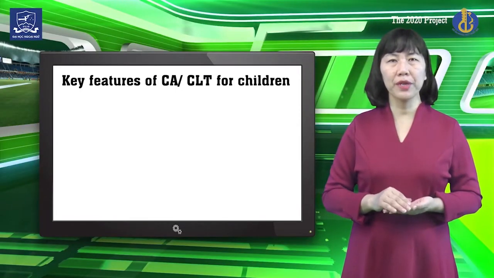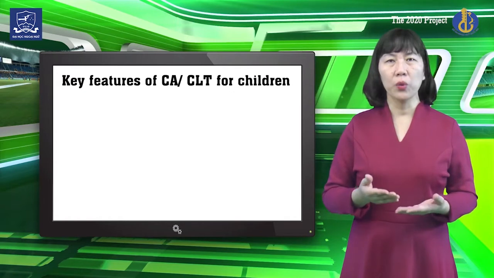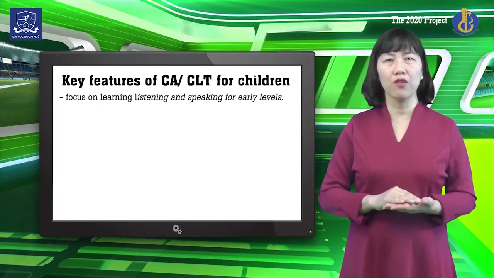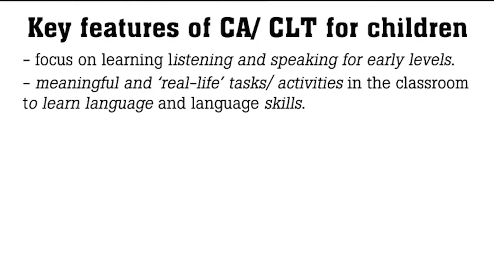In her book, The Primary English Teacher's Guide, Brewster mentions some features of communicative language teaching method, which are suitable for children. Pupils learn basic English language skills with emphasis on listening and speaking for early levels. Pupils are engaged in doing meaningful and real-life tasks or activities in the classroom to learn language, like phonics, words, structures, and language skills like speaking, reading, listening, writing. They usually do these tasks in pairs or in groups.